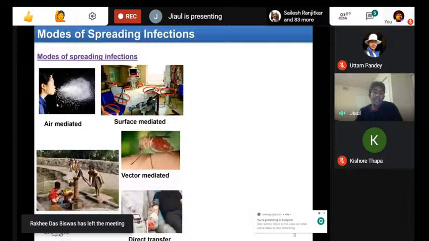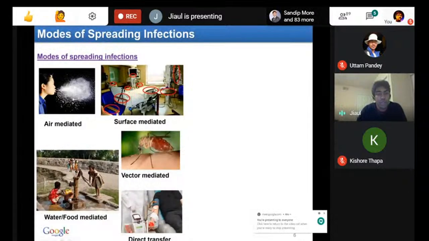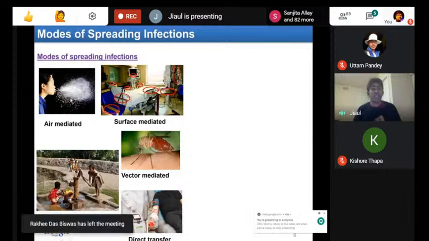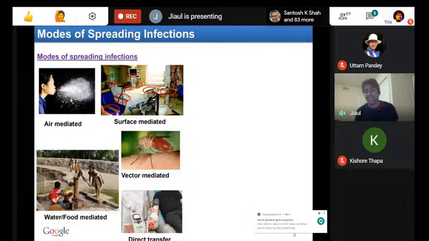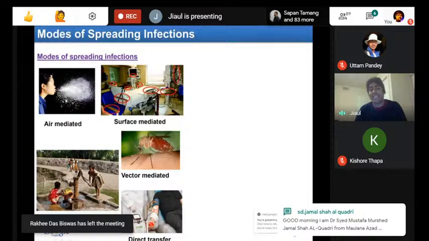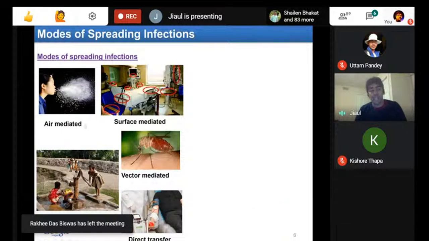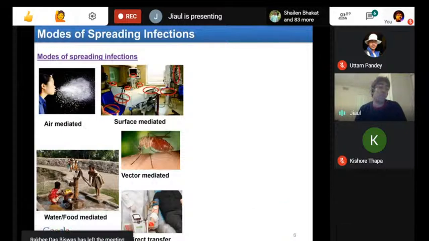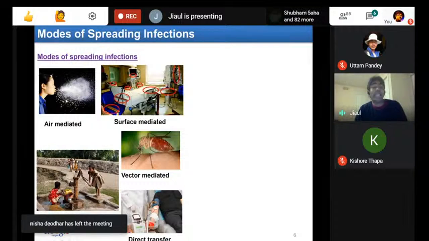Now the air mediated, as this picture shows, is where the virus, bacteria, or fungi can be sprayed out from us when talking, sneezing, breathing, or even coughing. These aerosolized particles can come out and then stay in the air or even get deposited onto nearby surfaces. It can go as high as 16 feet, but technically it travels around 2 to 4 or even 5 feet.